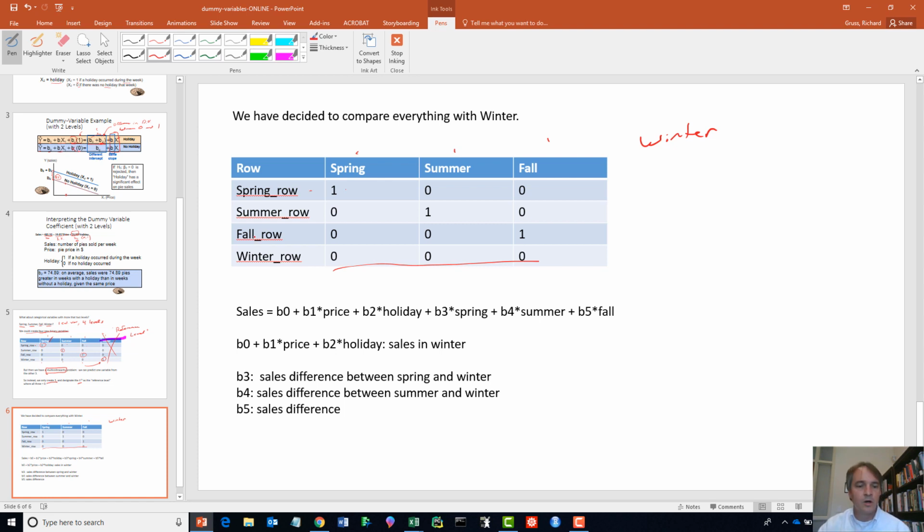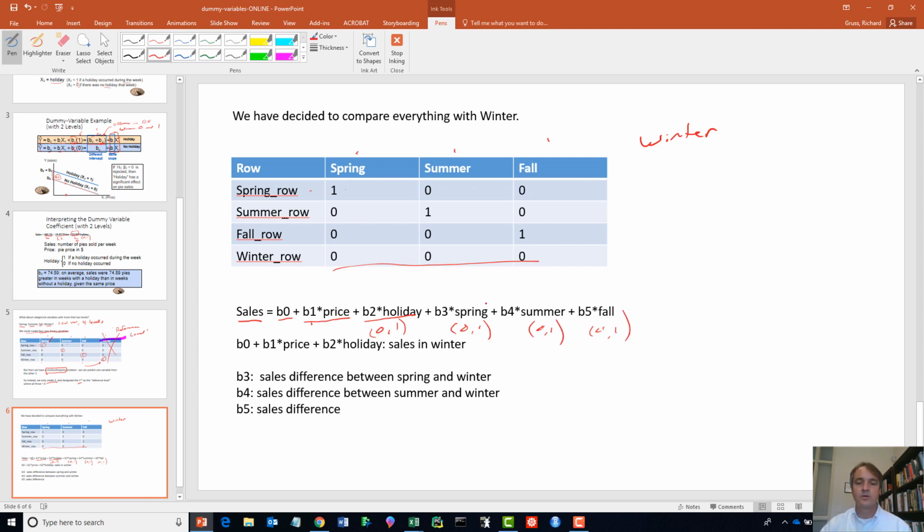So if we're going to predict sales, using our pie example again, we're going to have that intercept plus that continuous variable times its coefficient, plus this holiday dummy variable, which is 0 or 1. Now we've got these seasons in here. Spring is going to be 0 or 1, summer is going to be 0 or 1, and fall is going to be 0 or 1.